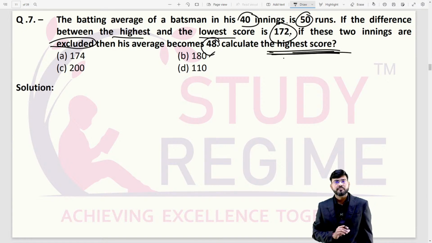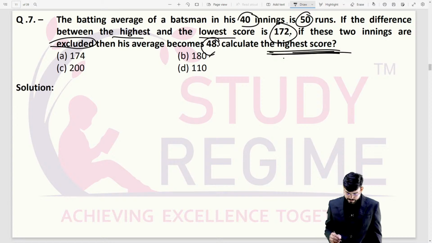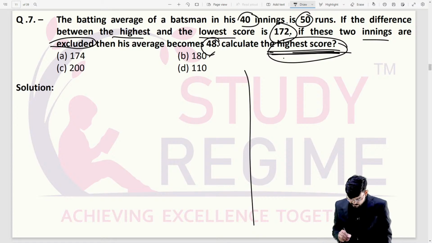Clear with the question? It is given in the question that the average of a batsman in 40 innings is 50 runs. If the difference between the highest and the lowest score is 172, we have to find the highest score if 2 innings are excluded. Okay, let's write like this. See, till now the batsman has made total runs made by the batsman.